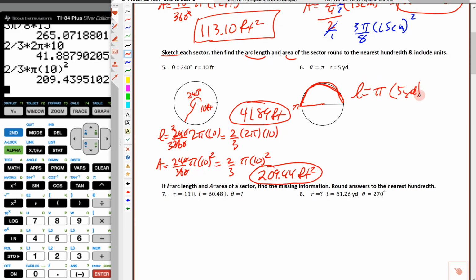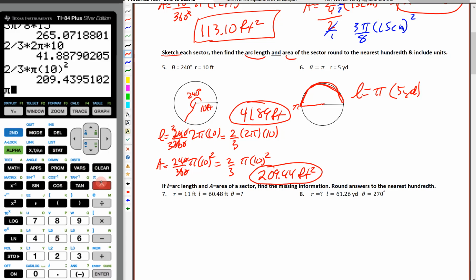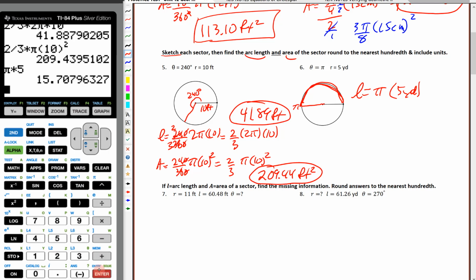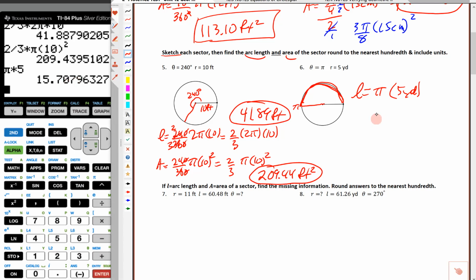So we throw that in the calculator. So we're going to do pi, we'll hit second and pi times 5 and hit enter. And we get 15.707, so that's going to be 15.71, and that would be in yards because we're just measuring how far along the outside edge.